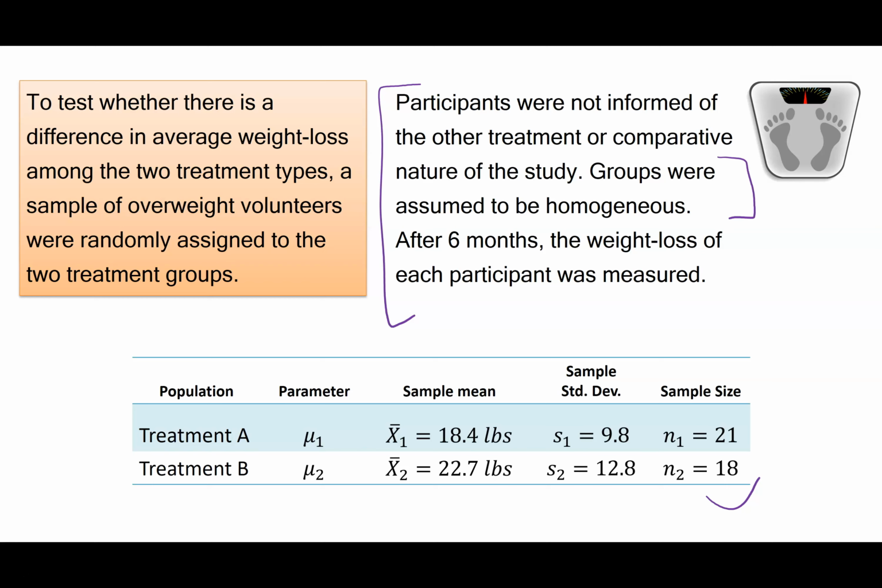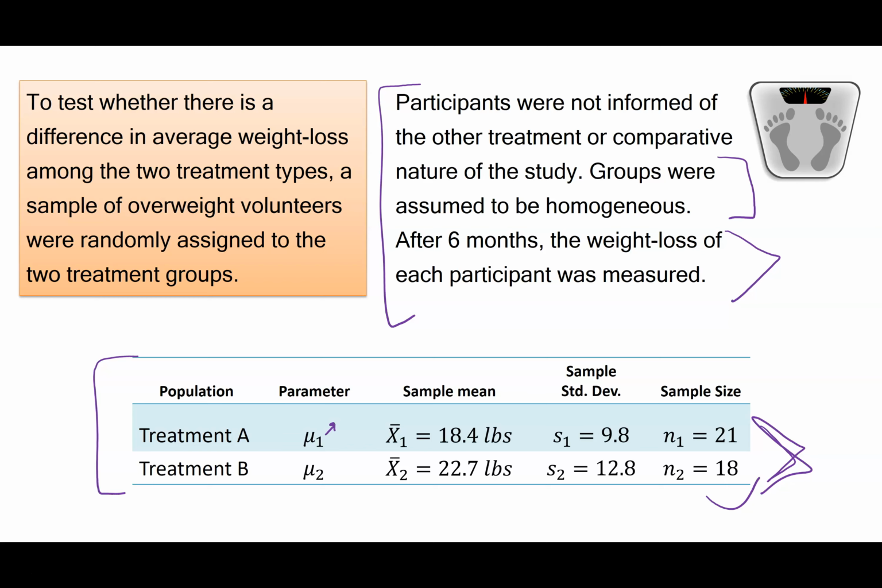And so we can assume the groups are homogeneous. This is saying we can assume that the shape of the populations are the same. So having sample sizes of 18 and 21 are going to be okay. That is not too small. And so then after 6 months, they measure the weight loss for all of the participants, so for all 39 people.